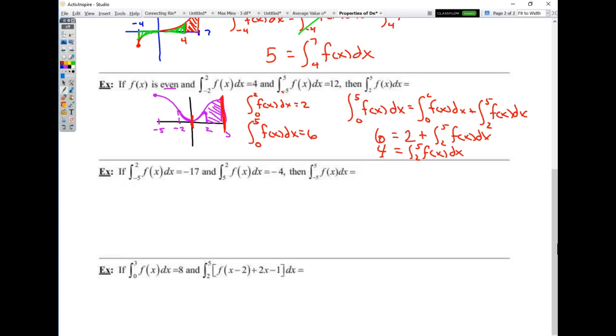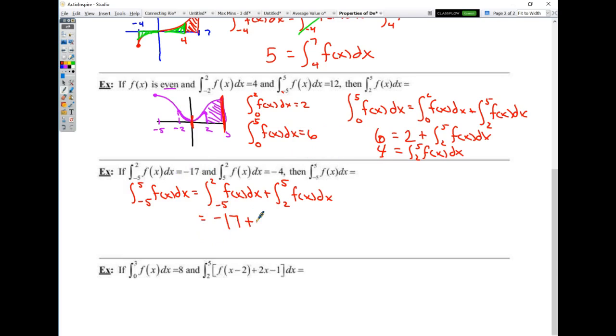It gives me some intervals, and the first thing I notice is that this -5 to 5 pretty much contains everything I want here. If I want to take the integral from -5 to 5 of f of x dx, what I really need to do is take the integral from -5 to 2 of f of x dx plus the integral from 2 to 5 of f of x dx. So I'm looking for this integral. I know what this is. This -5 to 2 is -17. And I have to be careful here.